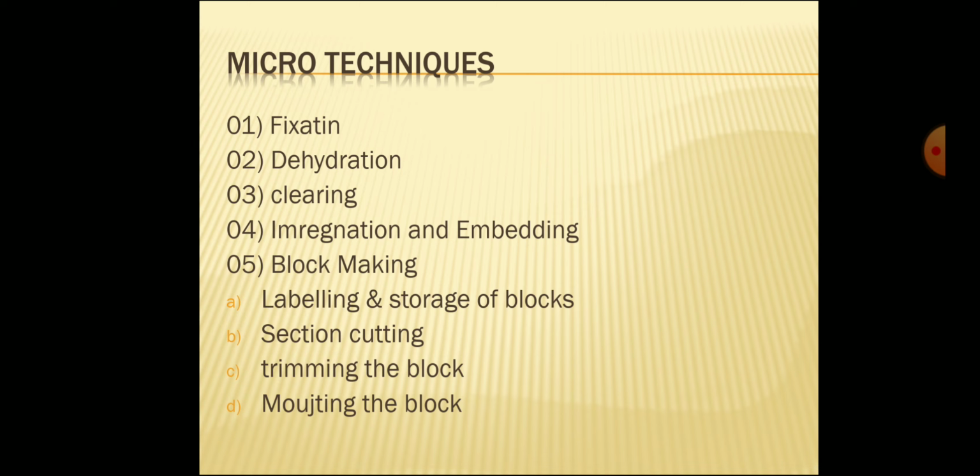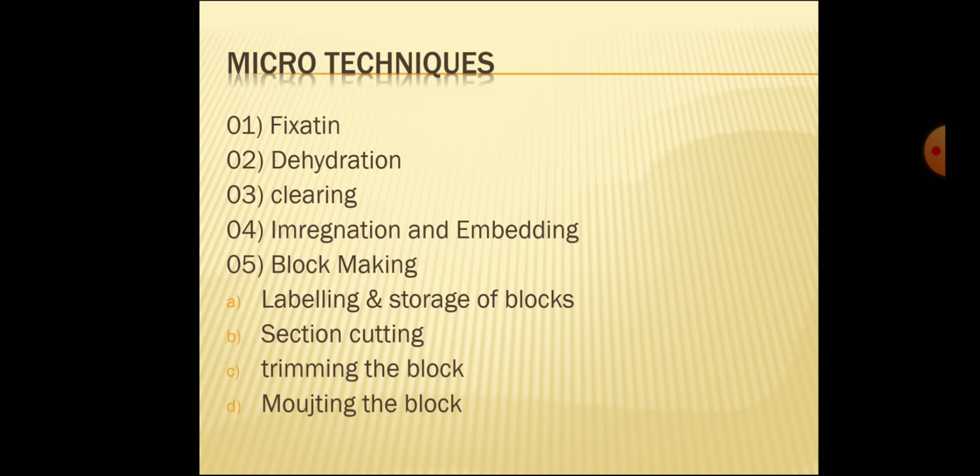In the case of dehydration, removal of the water takes place by using grades of alcohol. To remove the alcohol, clearing agents are used, and the process is known as clearing. The next step is impregnation and embedding.